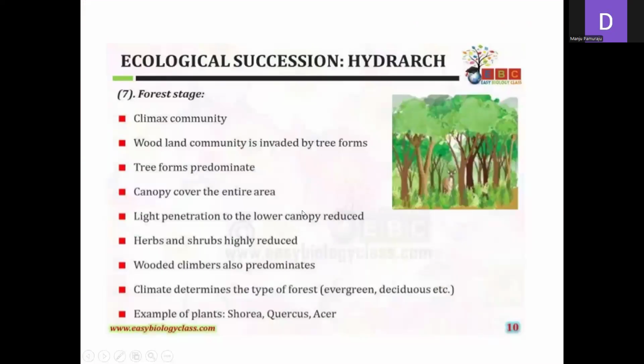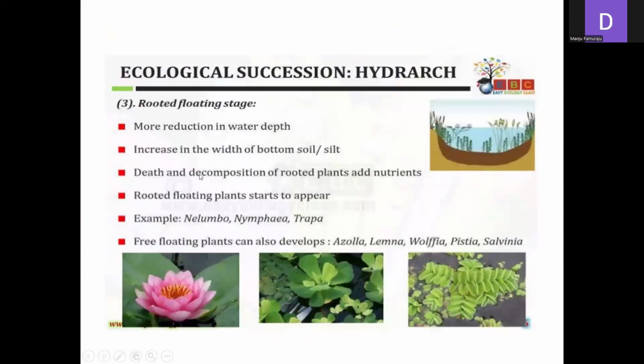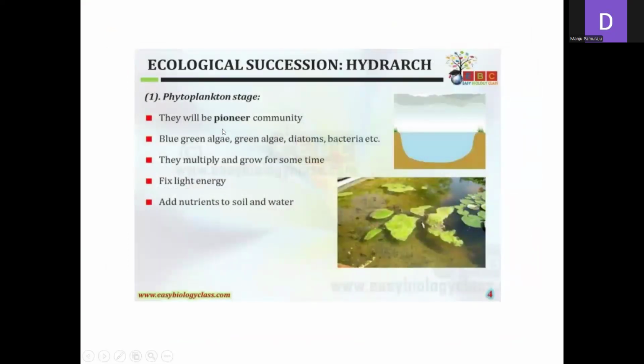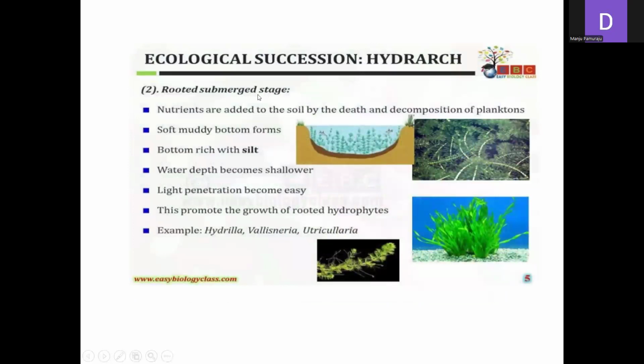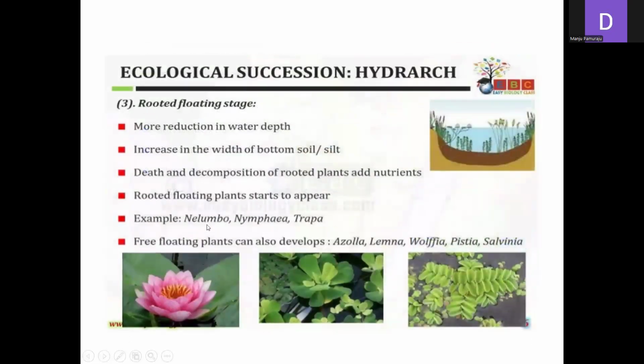So this is about the ecological succession of Hydrarch. The main stages are: first, the phytoplankton stage, which is the pioneer community, and main examples for this are blue-green algae, diatoms, and bacteria. The second stage is the rooted submerged stage, and examples for this are Hydrilla, Vallisneria, and Utricularia. Next is the rooted floating stage, with examples Nilambo, Nymphaea, Trapa, and other free-floating plants like Azolla, Lemna, Wolffia, and Pistia also grow here.